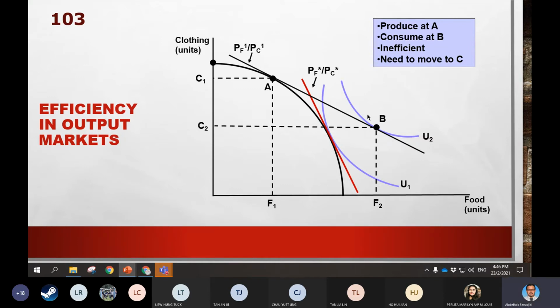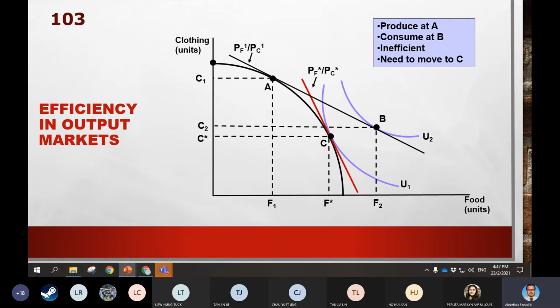The consumers at point B have this indifference curve, but if changing from U2 to U1, we have point C. At point C, we will have the marginal rate of substitution equal to the marginal rate of transformation, and this is equal to PF star divided by PC star, or the price of food star divided by the price of clothes star. So at the equilibrium, we will produce C star and F star.